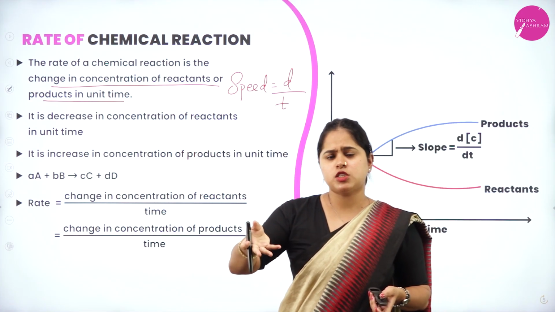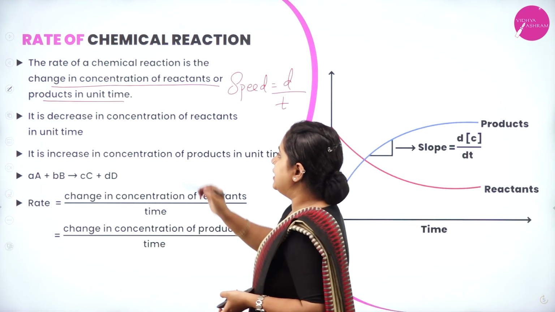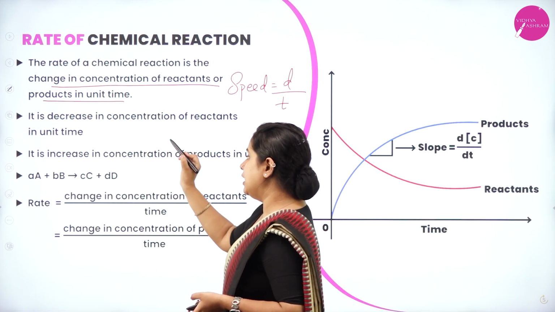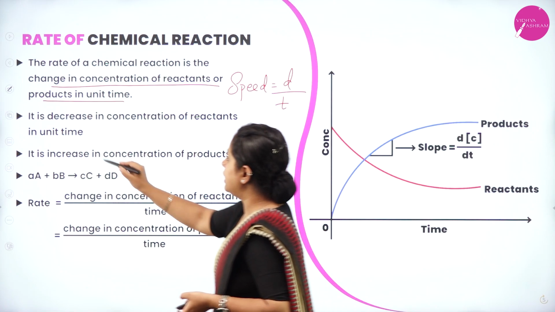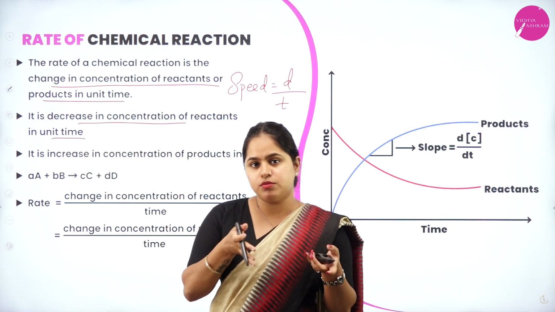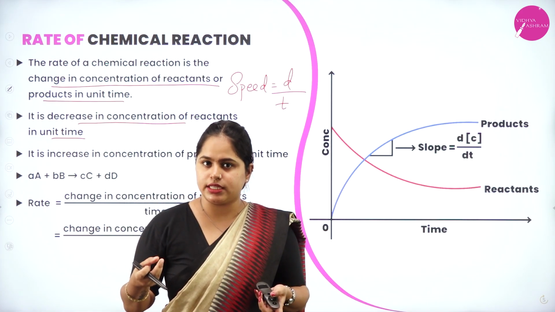So either you can express it in terms of concentration of reactants or concentration of products. It is the decrease in concentration of reactants in unit time, or else the increase in concentration of products in unit time. Now what is this? It is the decrease in concentration of reactants in unit time. When we are talking in terms of concentration of reactants, concentration is going to decrease, right?